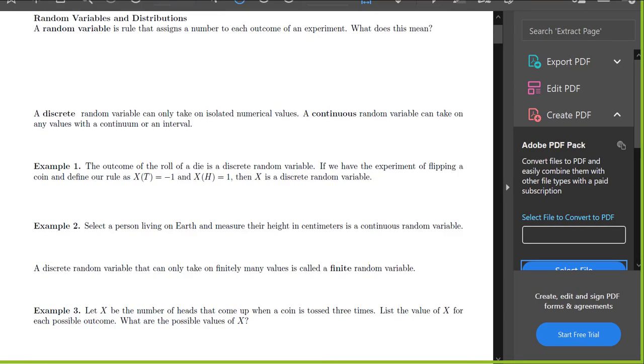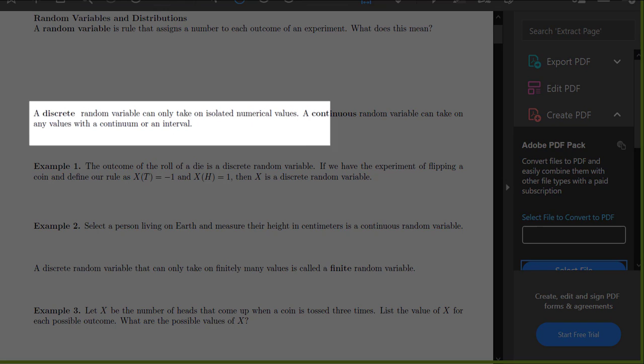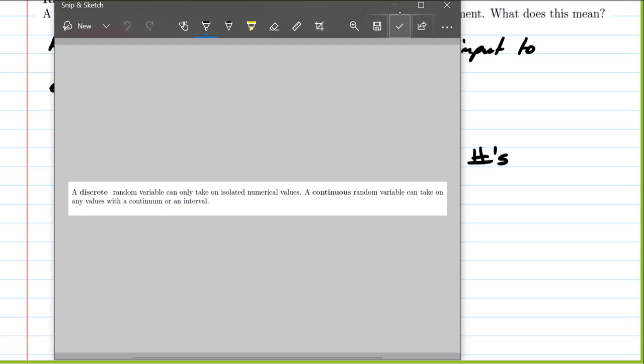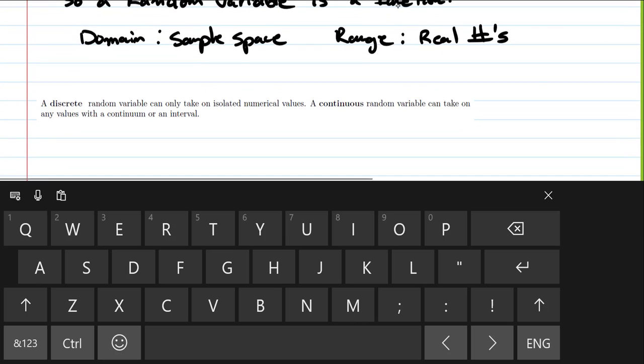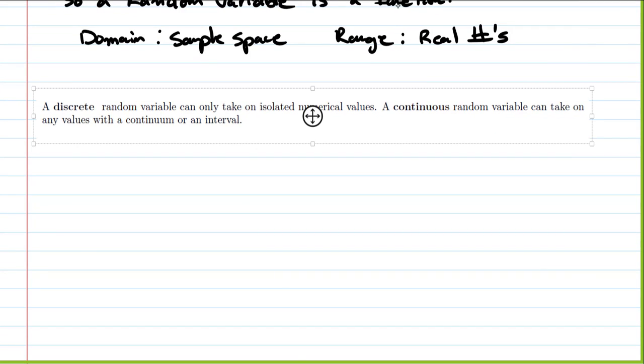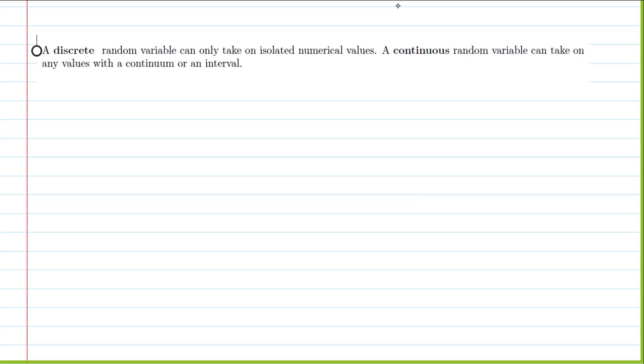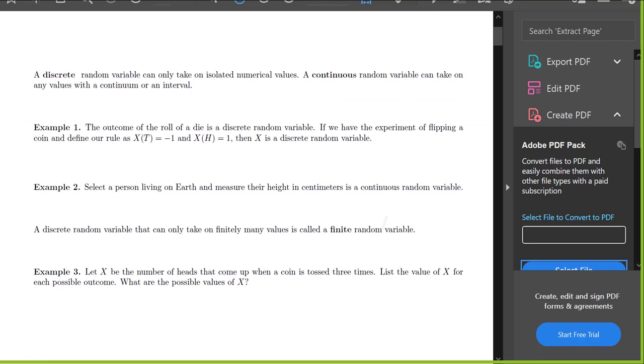So we have a couple of different types of random variables. The first type of random variable we want to talk about is a discrete random variable. A discrete random variable can only take on isolated numerical values. That's going to be something like 1, 2, 3, 4, 5, but you can't take on things like 1.5. A continuous random variable can take on any values within a continuum or an interval. And we'll do some examples of each to help us see what the difference is.